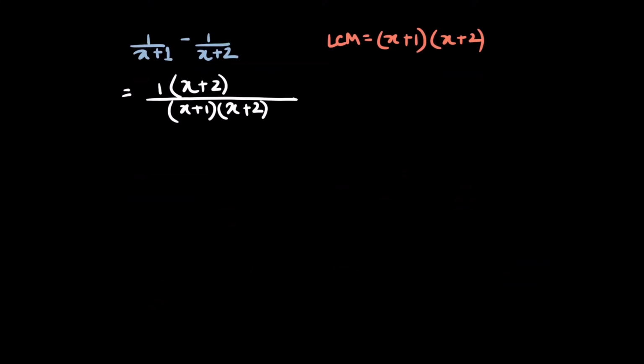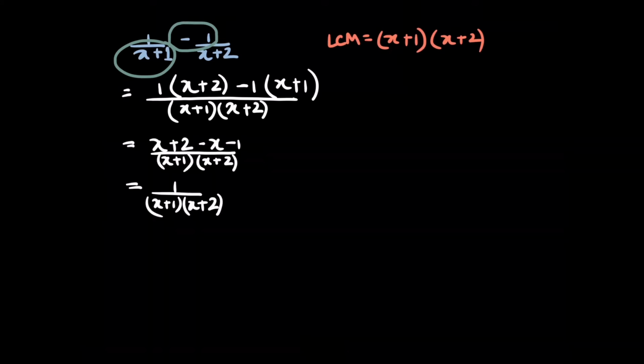Similarly, we will be multiplying x plus 1 with minus 1 to get minus 1 into x plus 1. Now if we solve this, we will get something like this. So our answer is 1 by x plus 1 into x plus 2. And these types of sums you might have been doing for quite some years now.